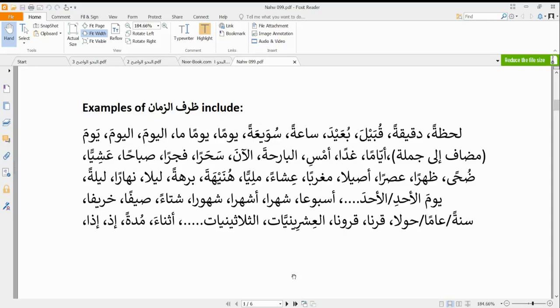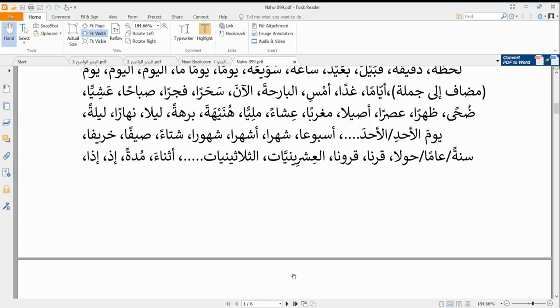Al-Ishriniyat, it's 20, a period of 20 years. Thalathiniyat, a period of 30 years. And Arba'iniyat, and so on, up to 100. Athna'a, which means during, so if we say during a time, in the middle of a time. Mudatan, which is a period of time. Let's say it took a mudatan, it took a while, it took a period of time.